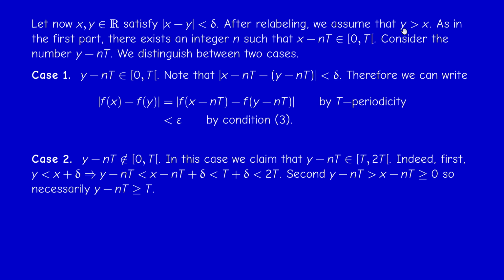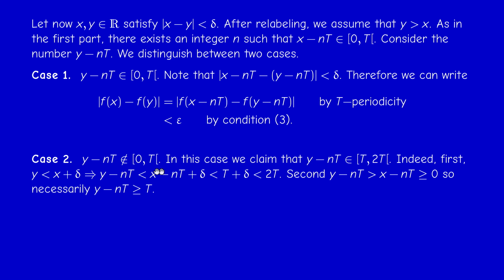So we have x less than y, and y minus x is less than delta. So y is less than x plus delta. Putting everything together, I get y less than x plus delta. So when I subtract nt, we get y minus nt is less than x minus nt plus delta. Now x minus nt is less than t, by definition of n. So x minus nt plus delta is less than t plus delta, and I chose delta to be less than t, so we get less than 2t. So y minus nt is less than 2t.